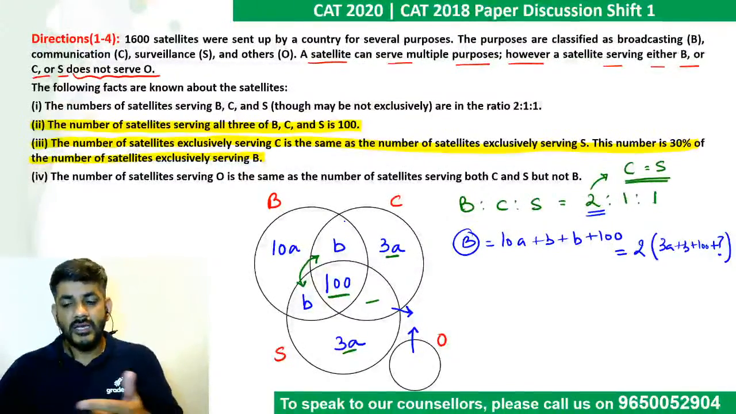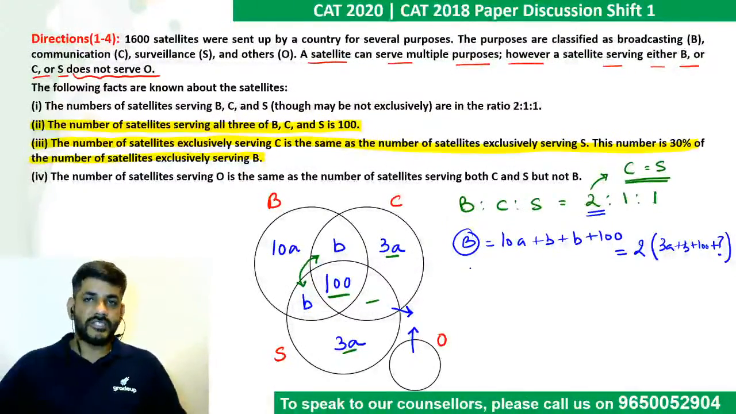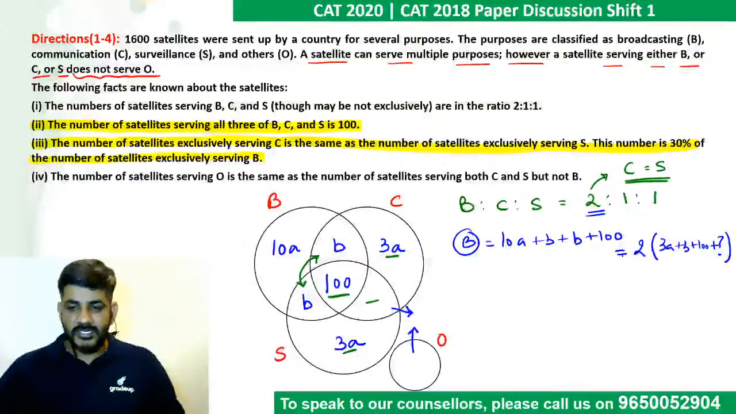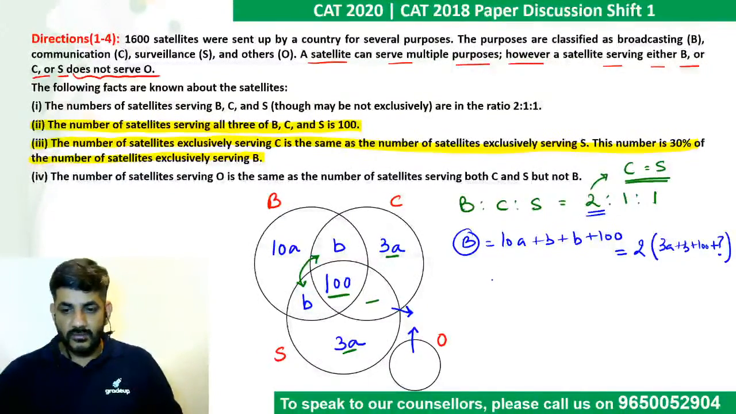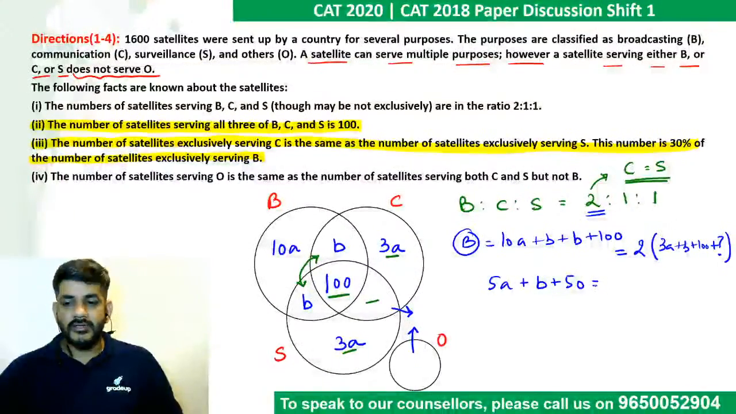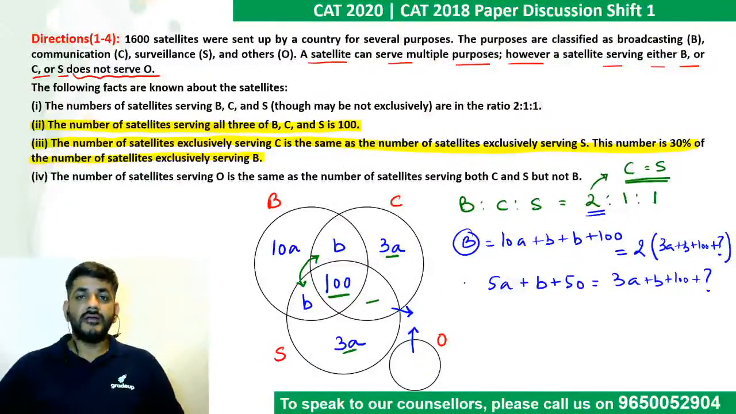Rather than taking it as another variable, I am writing it as a question mark. Why am I doing this? I would be able to calculate the question mark from here. See, I cancel out the 2 from here. 10A by 2 is 5A. B plus B is 2B. 2B by 2 is B. 100 by 2 is 50. This is equal to 3A plus B plus 100 plus that question mark.